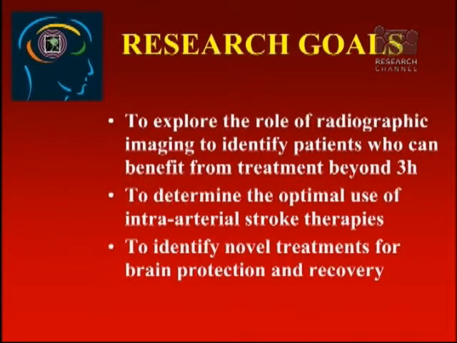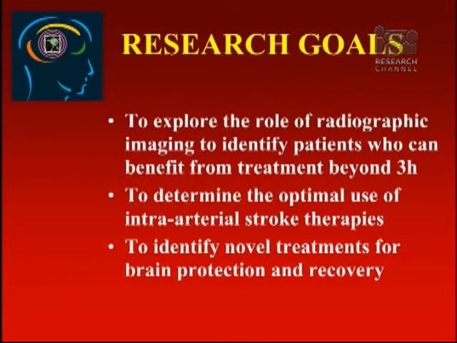Specifically, we'd like to explore the role of neuroimaging with MRIs and CAT scans to identify patients who can benefit from treatment maybe beyond 3 hours. We'd like to determine the optimal use of intra-arterial therapies, and we'll touch on them in a little bit. And we'd like to identify novel treatments for brain protection and recovery from their stroke.